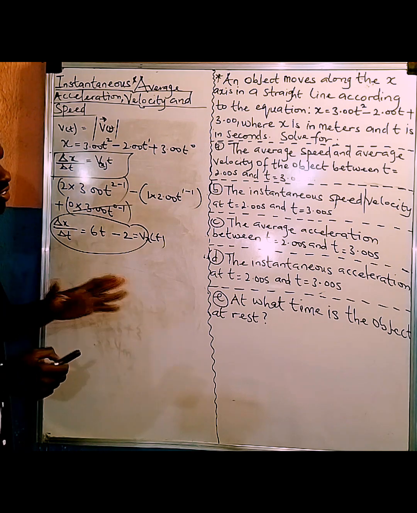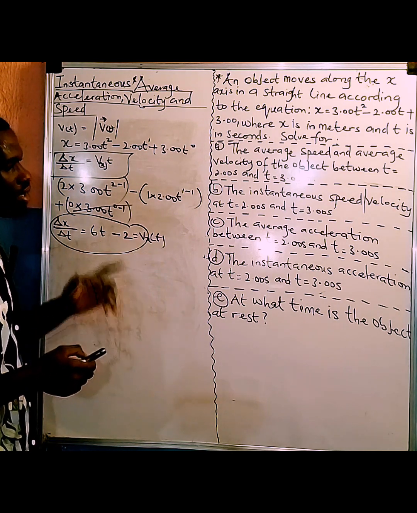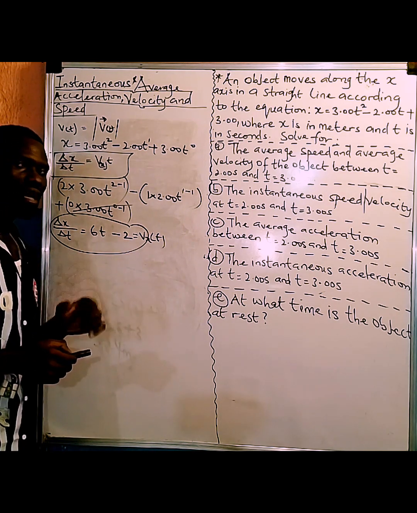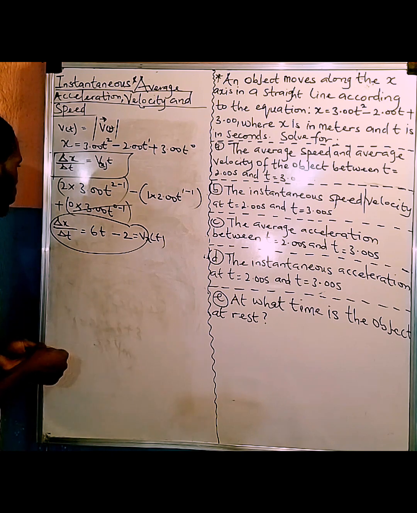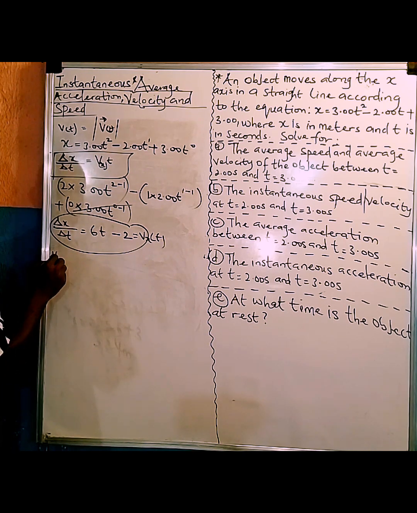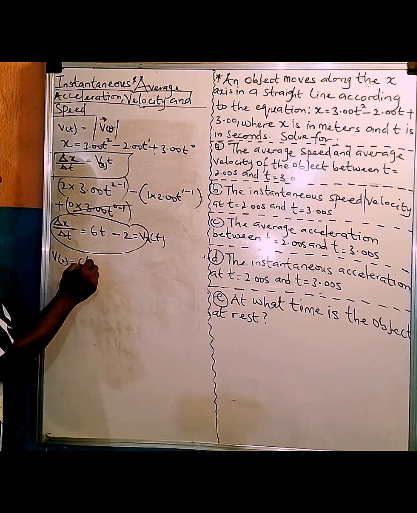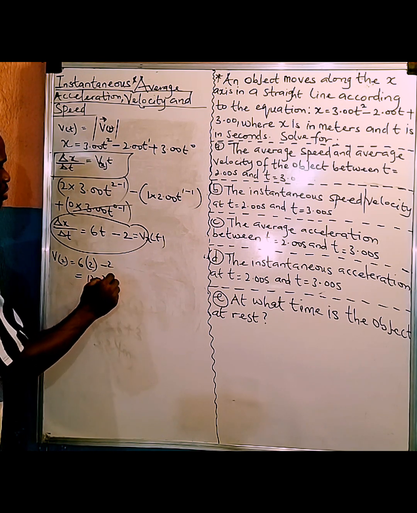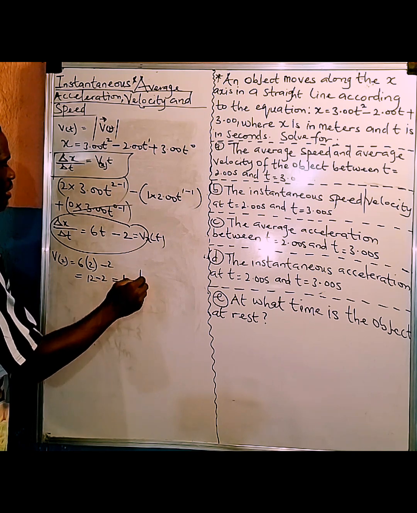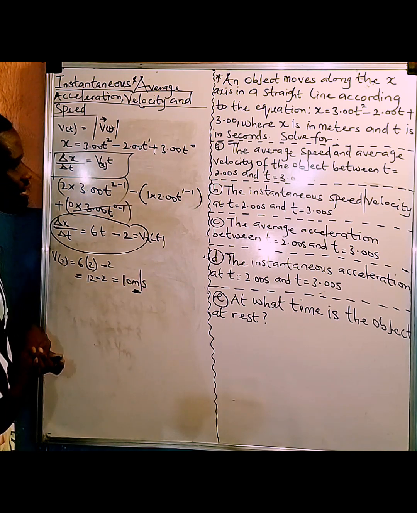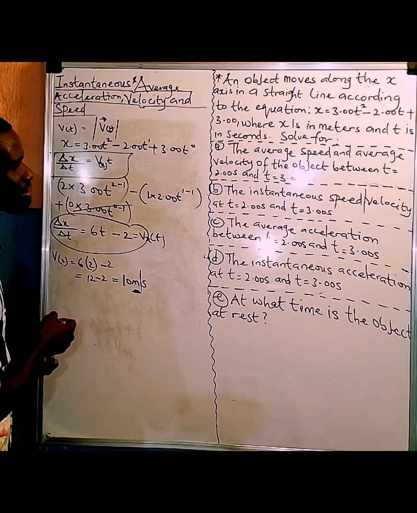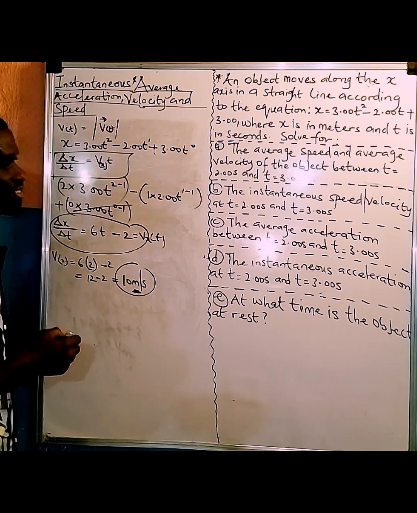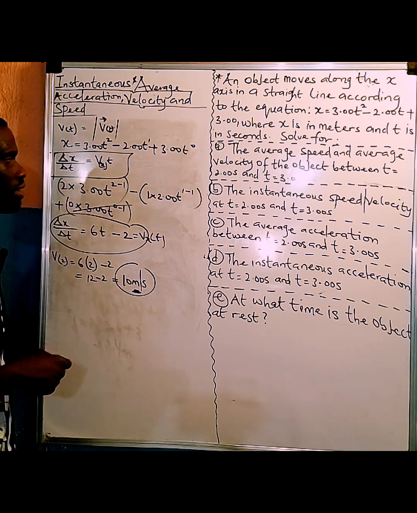What I want us to get is the instantaneous speed or velocity at time 2 seconds and time 3 seconds. So it's very simple. What's our instantaneous speed at time 2? Just fixing the value: 6 times 2 minus 2. 6 times 2 is 12, 12 minus 2 is 10. So just 10 meters per second. As simple as that. That's it for instantaneous speed or velocity at that time.